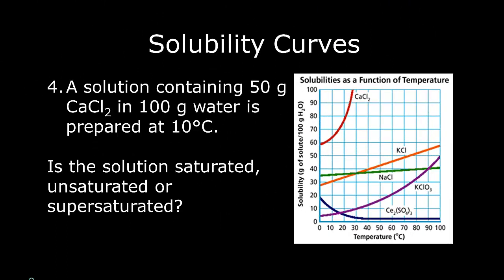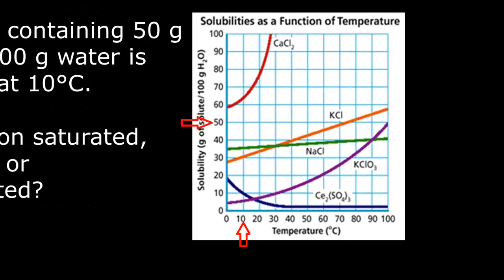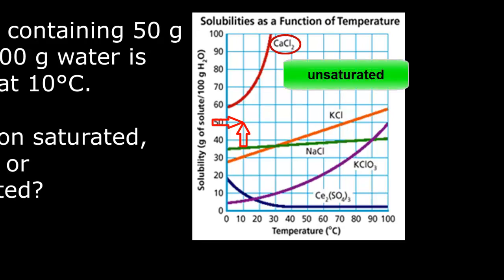4. A solution contains 50 grams of calcium chloride in 100 grams of water. So let's plot this point. And it's prepared at 10 degrees C. So at 10 degrees and 50 grams, you will see that it is below the line of the calcium chloride, which means if it's below the line, it is unsaturated.